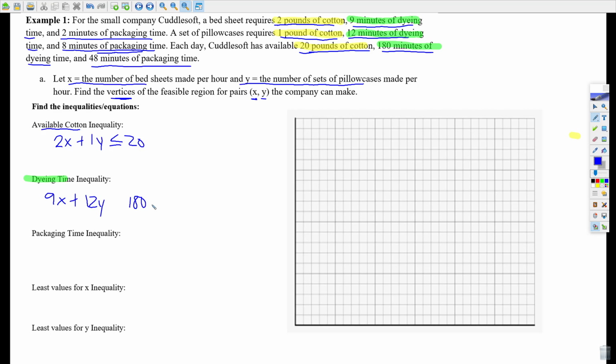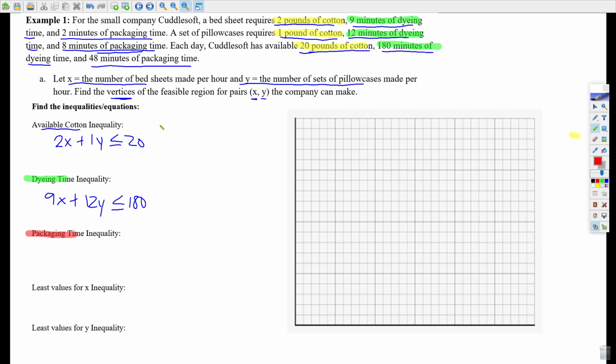Again, we cannot use more than 180. We can use exactly 180, but it has to be at least 180 or lower, not more. So less than or equal to. All right, we have another one to go through. What's red look like?